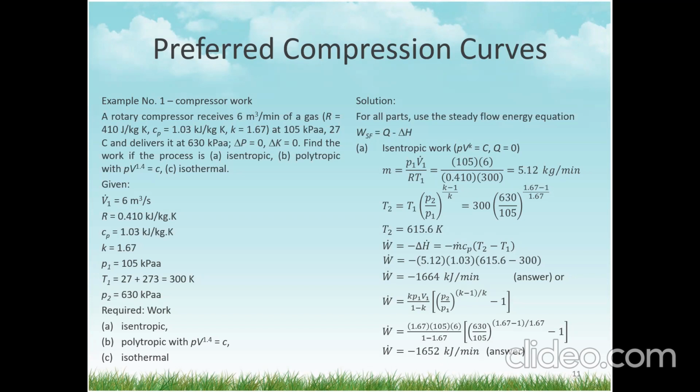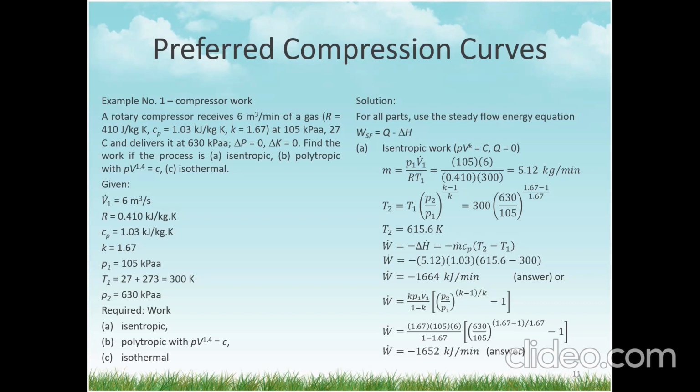Kaya ganyan kasimple. Then T2 is equal to T1 times P2 over P1 exponent K minus 1 over K, is 300 times 630 over 105 exponent 1.67 minus 1 over 1.67. So T2 is 615.6 Kelvin. So the work is equal to negative of delta H, negative of m Cp times T2 minus T1. So negative 5.12 times 1.03 times 615.6 minus 300 is negative 1664 kilojoule per minute.